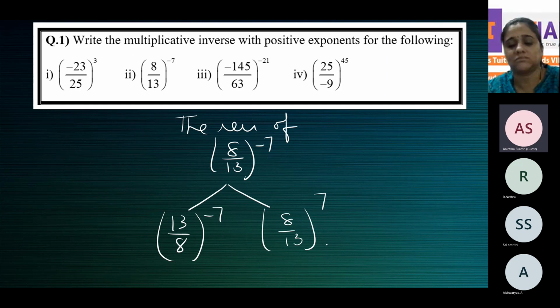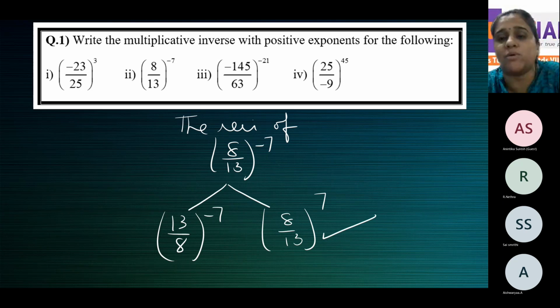I chose the second one, because you have to write the reciprocal but with a positive power. So you have to go with 8 by 13 to the power 7.